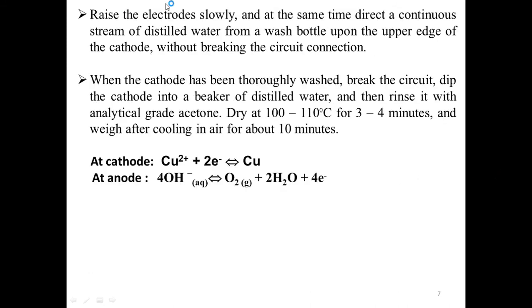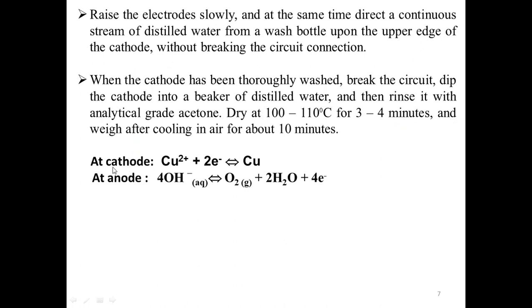Next, raise the electrode. At the same time, wash the upper edges of the cathode with distilled water without breaking the circuit connection. Next, when the cathode has been thoroughly washed with distilled water, break the circuit and dip it in distilled water. Then rinse with analytical grade acetone, dry at 100 to 110 degrees for 3 to 4 minutes, cool it, and afterwards weigh it.